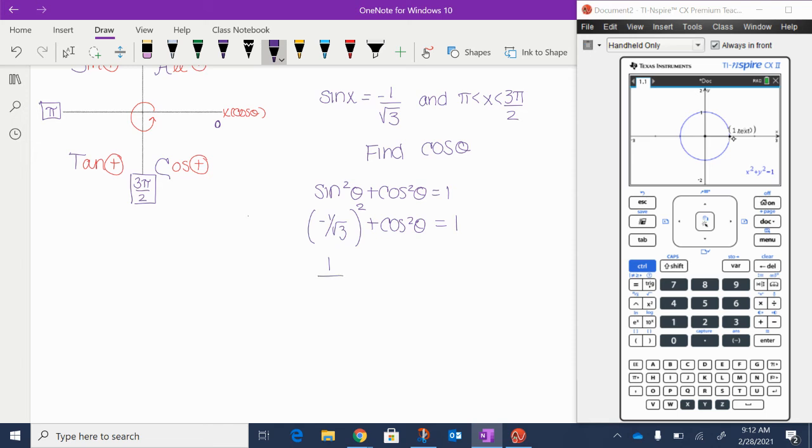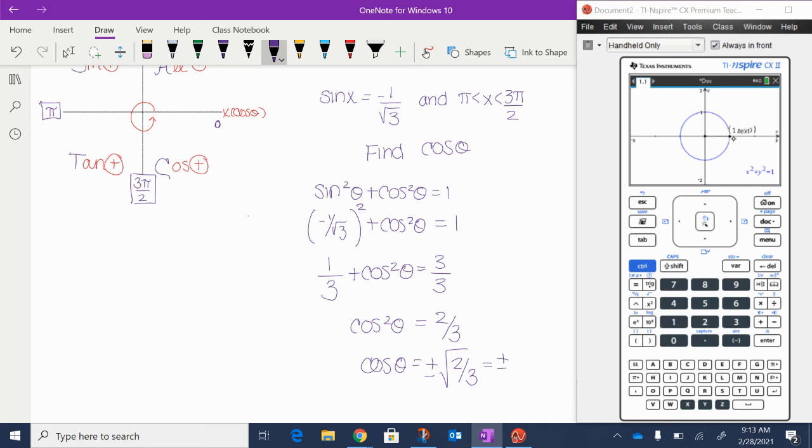Negative 1 over rad 3 squared is 1/3 plus cosine squared theta. I'm going to write a smart version of 1, which is 3 over 3. So solving for cosine squared, I'm going to get cosine theta is equal to plus or minus the square root of 2 over 3.